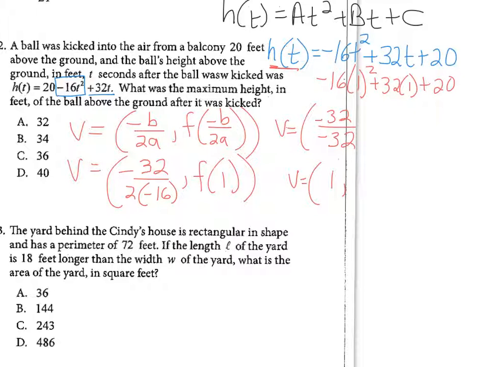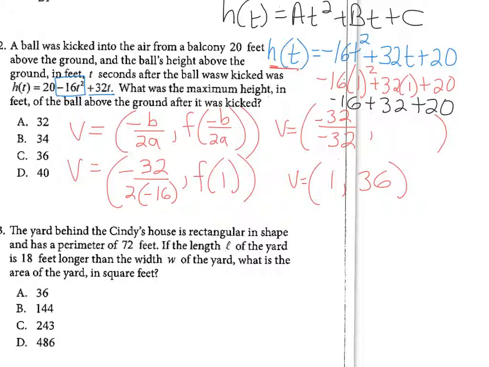So when you simplify, 1 squared is just what? 1 times negative 16? Negative 16, so that's negative 16. And then 32 times 1? 32, and then plus 20. When you combine all of that, what is that? It's 52 minus 16. Is that 36? Yes. Yes? Okay. So 36.